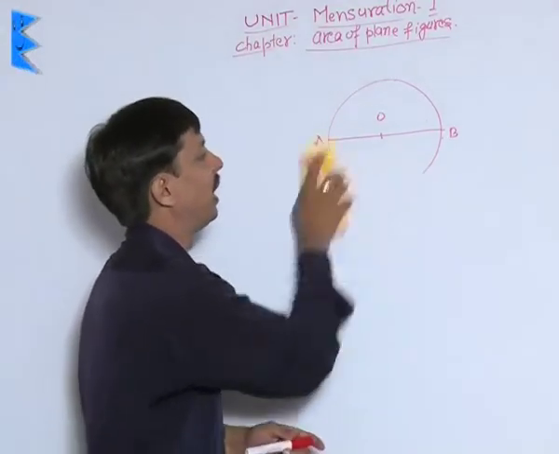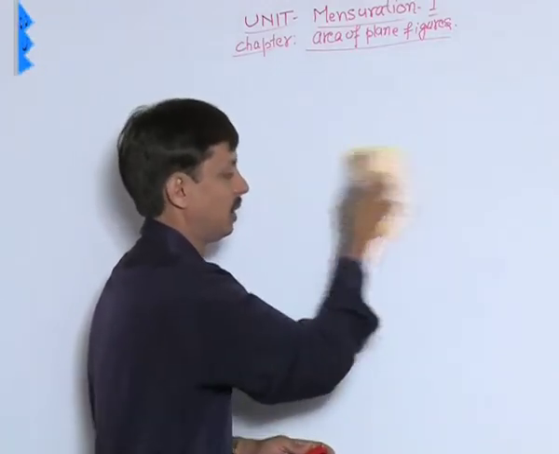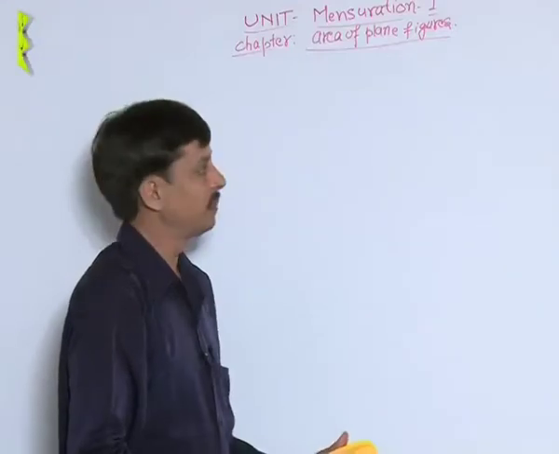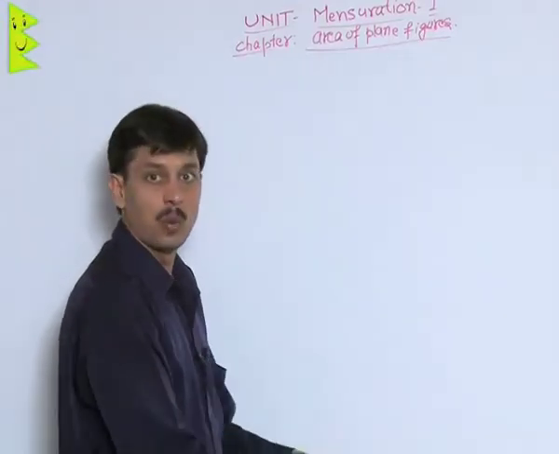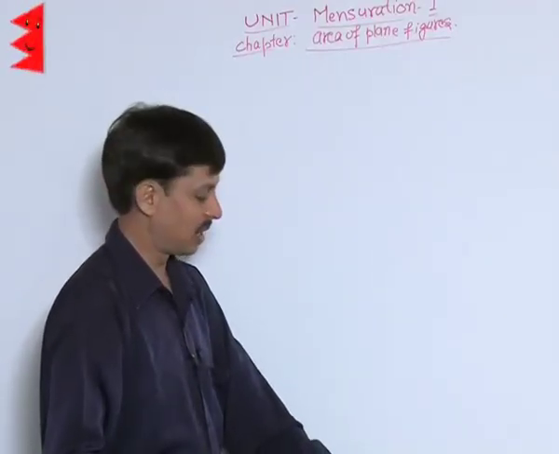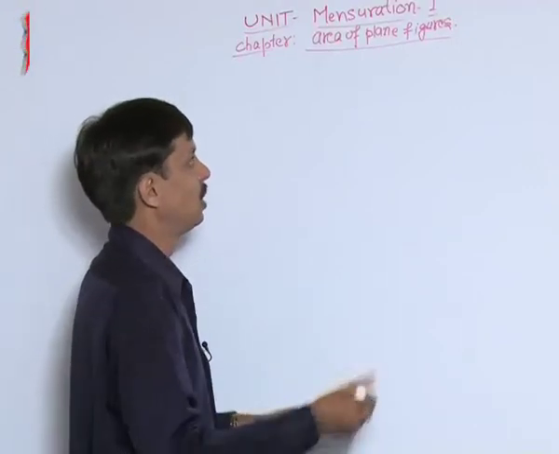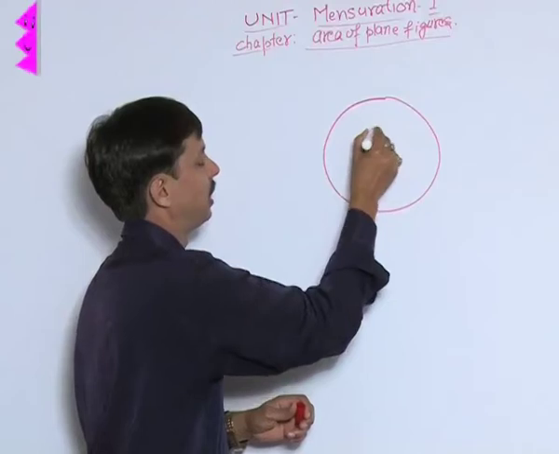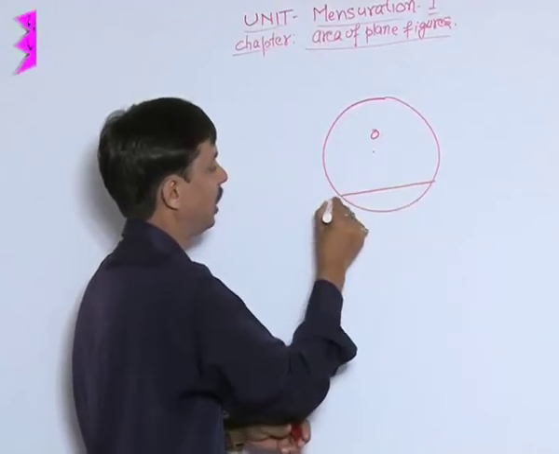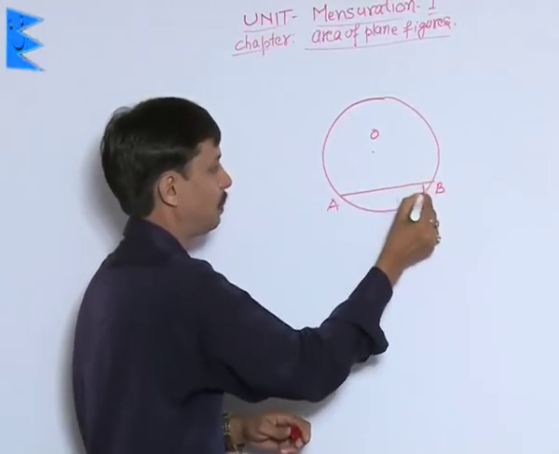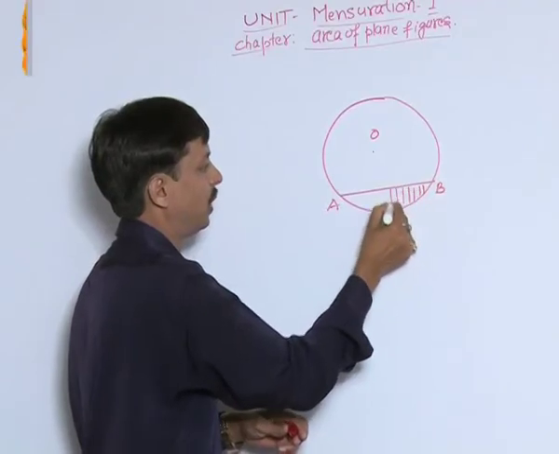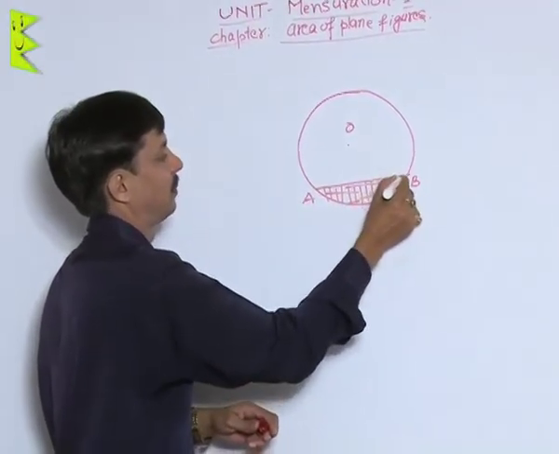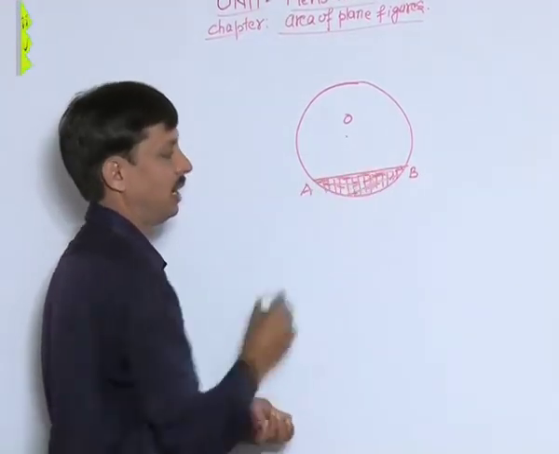Now actually if I land you in the sector where the circle is separated into two different segments. One is the minor segment, the other is the major segment. So if I take a circle, this is the center, and this is a chord AB. Now this portion enclosed between the chord and arc is known as the segment. This part is a segment.